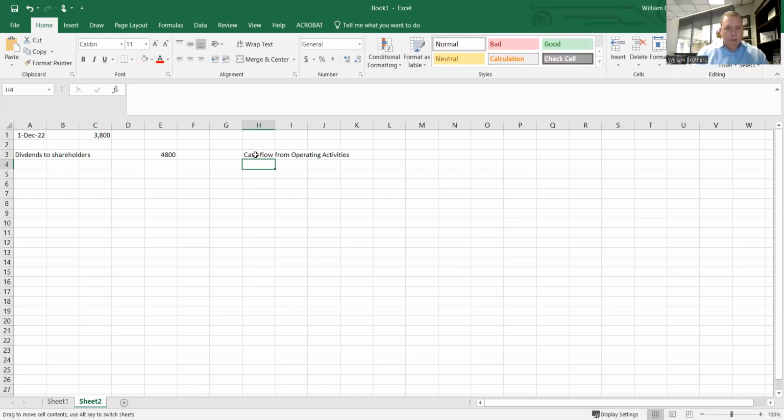and then let me give myself some space. Cash flows from, okay, investing activities. Okay, give myself a little more space. And then cash flows from financing activities.